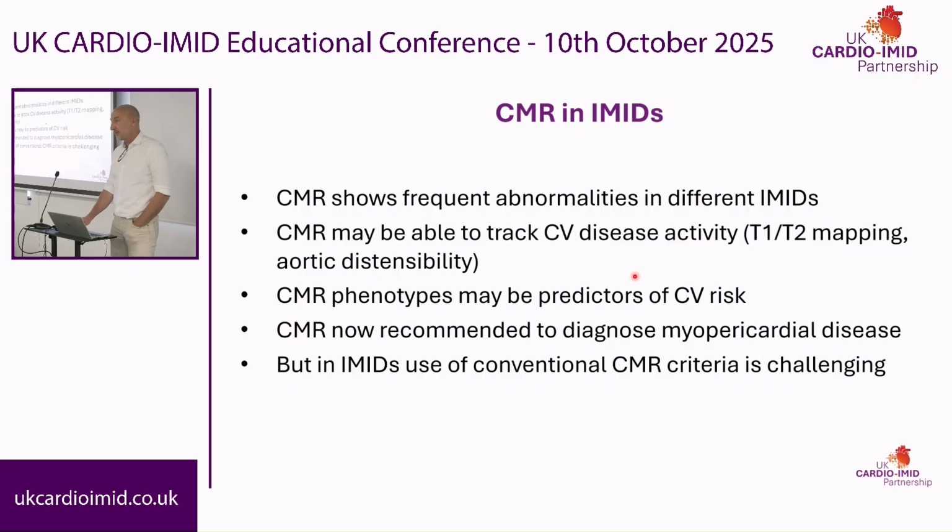And therefore, to summarize, I think CMR clearly shows a lot of abnormalities in patients with IMIDs, not the same in different IMIDs. There are clearly distinctions between the different diseases. It may be able to track cardiovascular involvement, and therefore I think that really is the area that we need to focus on in the years to come. There may be some ability to predict cardiovascular risk. I think we need more specific guidelines for autoimmune disease and cardiovascular involvement rather than ESC guidelines, because the use of conventional criteria doesn't really work in this patient cohort.